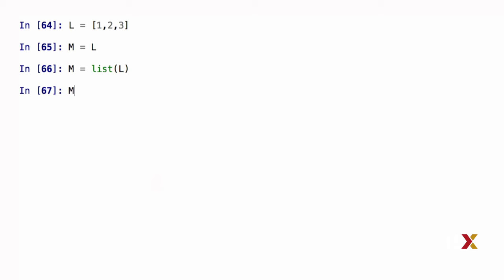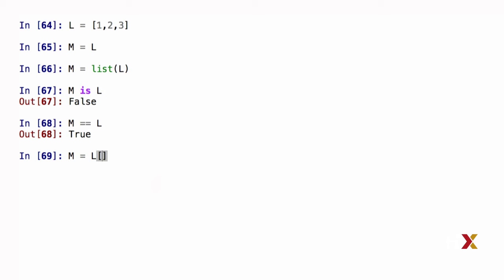In this case, if I ask M is L, I get a false. That's because these two objects are distinct. But if I ask, is M equal to L in content, the answer is going to be true. Another way to create a copy of a list is to use the slicing syntax. So I could have said something like M is equal to L, putting square brackets, and taking every single element from the list L. This results in the creation of a new list object, which is then assigned to the variable name M.